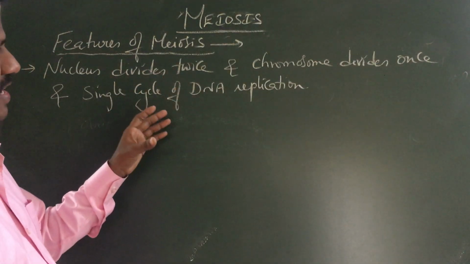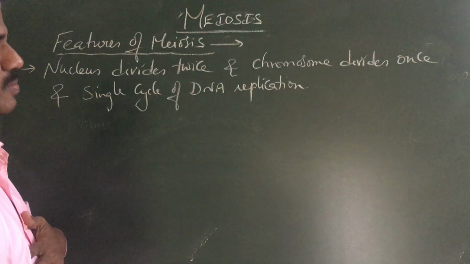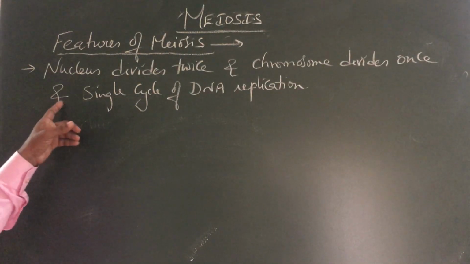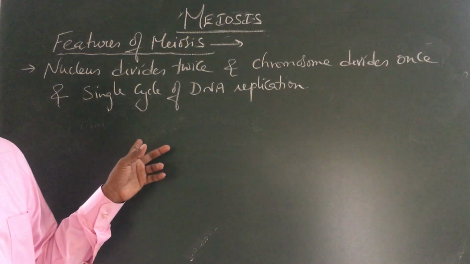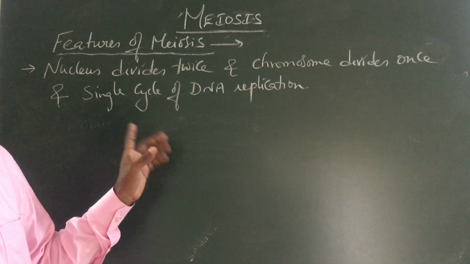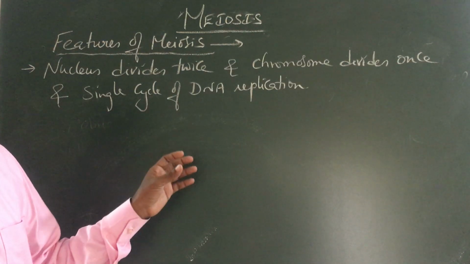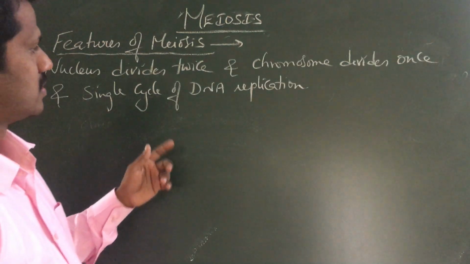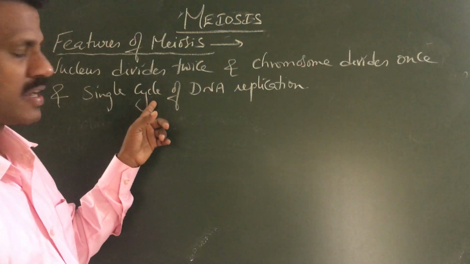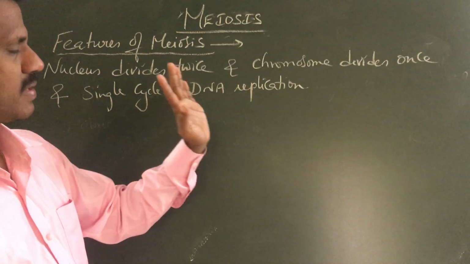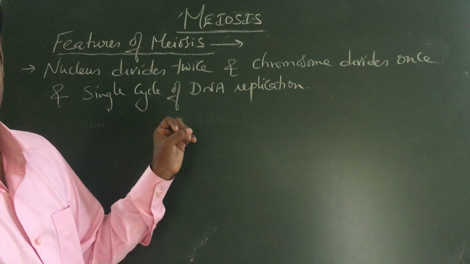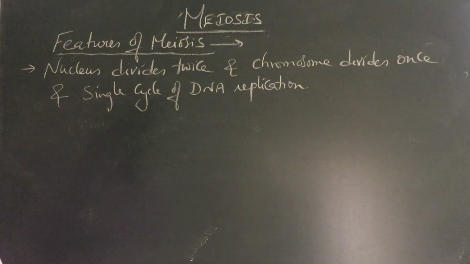but chromosome always divides in the reduction division. In reduction division, chromosomes will divide. Chromosome divides only once, and only one time the interphase will happen until the completion of meiosis. Therefore, we see that the DNA content gets reduced after being replicated. That happens in the interphase, S phase. So single cycle of DNA replication in the S phase until the completion of meiosis 1 and meiosis 2. So always nucleus divides twice, whereas chromosome always divides once.